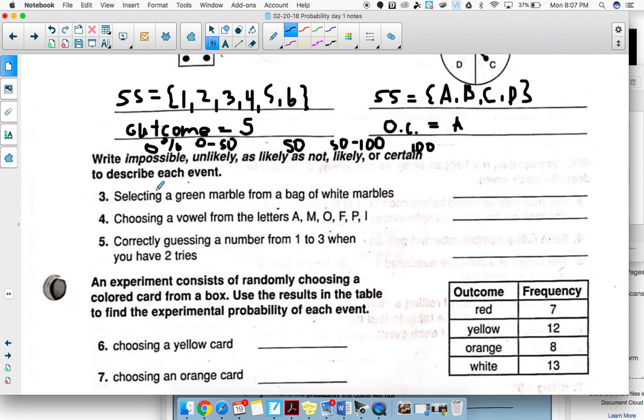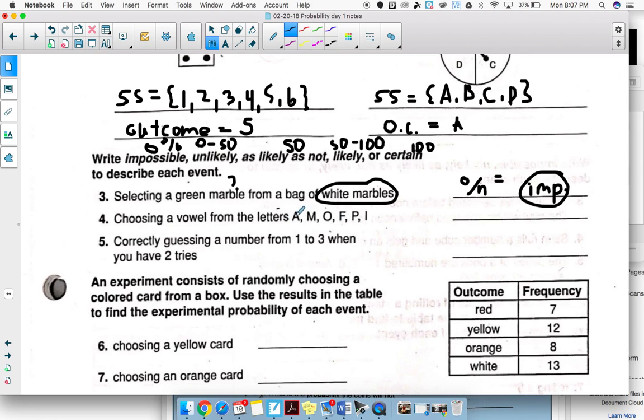Okay, so let's look at what's happening here. Selecting a green marble from a bag of white marbles. Well, think about that. If they're all white marbles, how many of them would be green? Well, that would be 0 out of however many items there are. Well, that's impossible. You can't do that. So impossible would be our outcome. You're just selecting which word from the list up above describes this situation.